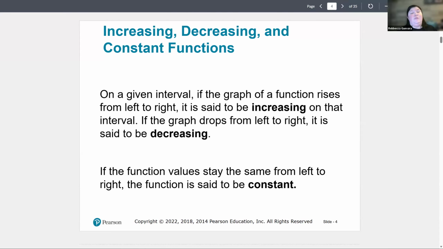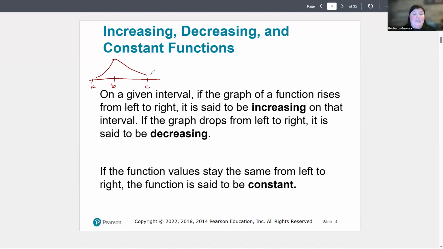So informally, on a given interval, if the graph of the function rises from left to right, like this, it is said to be increasing on that given interval, in which it's going up like this. So between A and B, it's increasing from A to B. If the graph drops going left to right, it's said to be decreasing. So if it got here, but then it started doing this to C, then from B to C, it's decreasing.